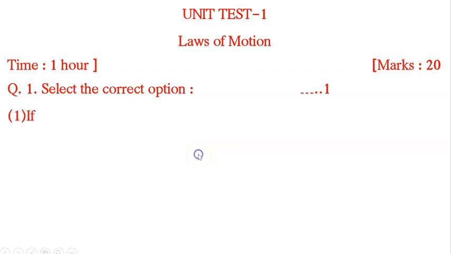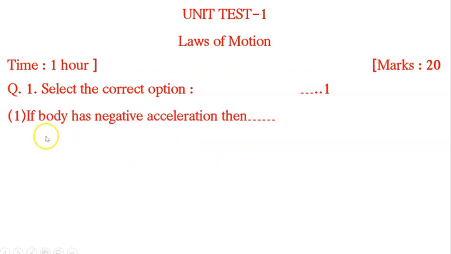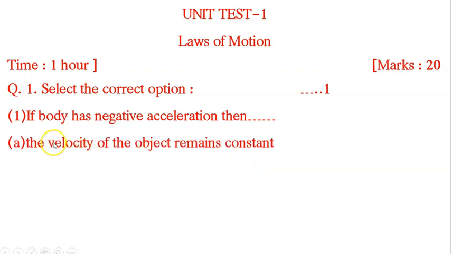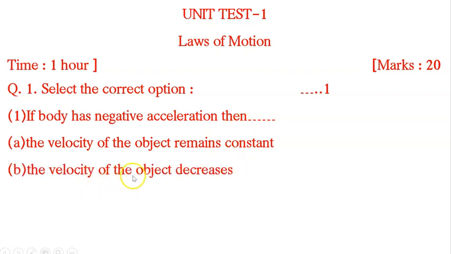Now let us start. First, if a body has negative acceleration, then the first option: the velocity of the object remains constant. This is not possible. If the velocity of the object is constant, then its acceleration is zero. The velocity of the object decreases. Yes, when the velocity of the object decreases, then it has negative acceleration.